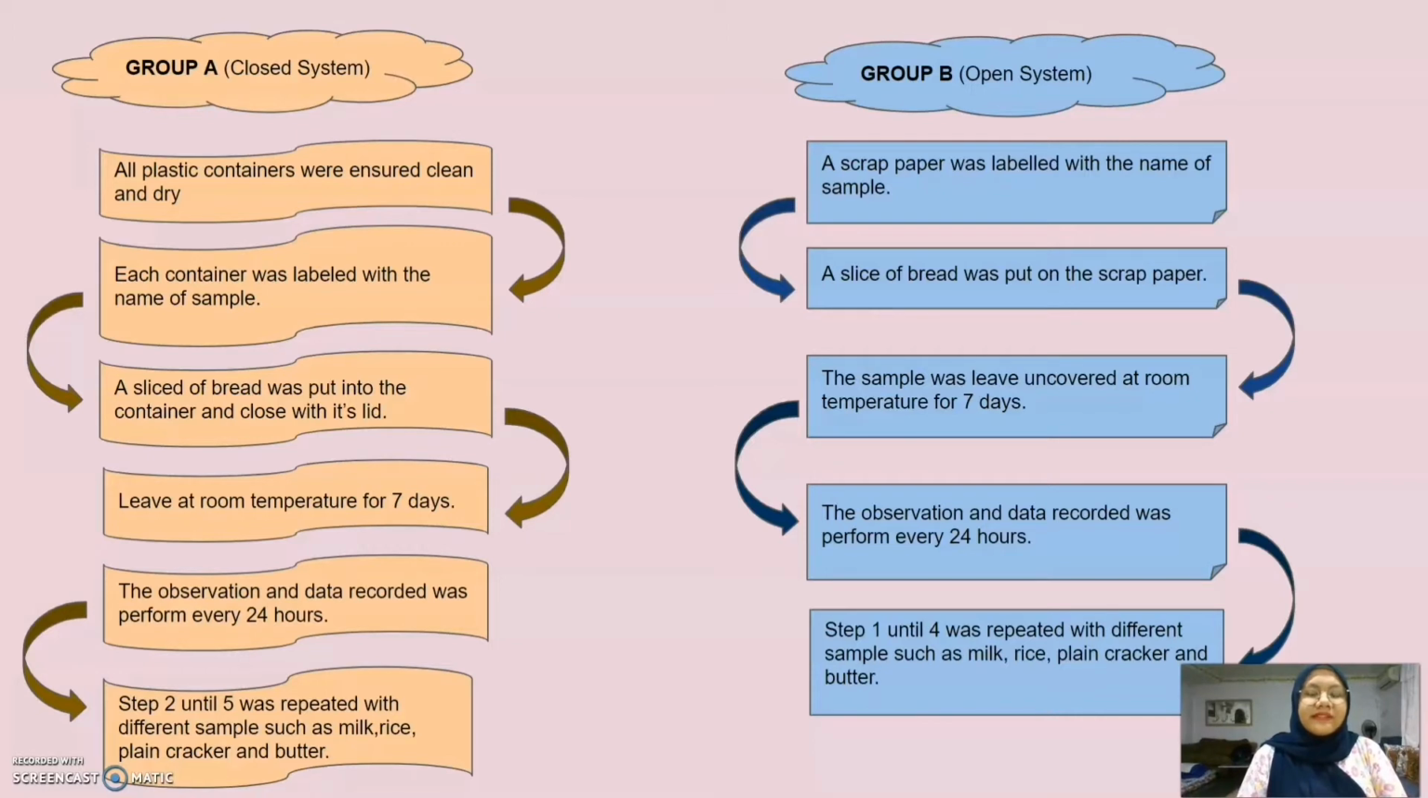For Group B, which is the open system, a scrap paper was labeled with the name of the sample. A slice of bread was put on the scrap paper. The sample was left uncovered at room temperature for 7 days, and the observation and data recording were performed every 24 hours. For both experiments, we repeated with different samples such as milk, rice, pancake, and butter.